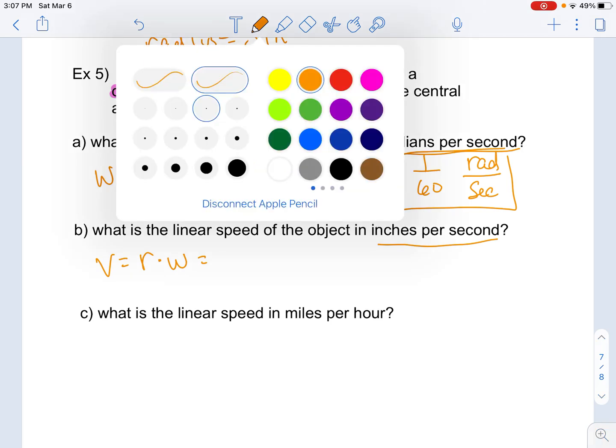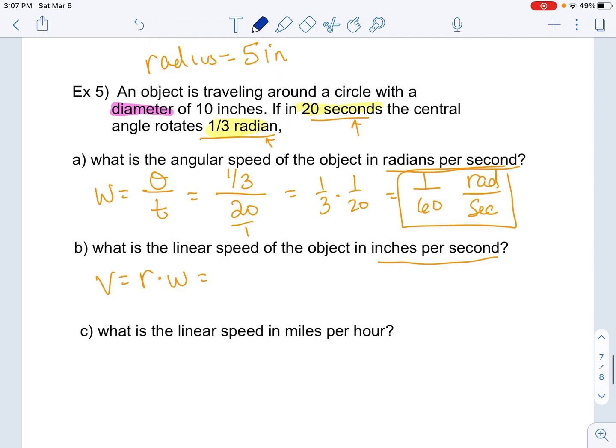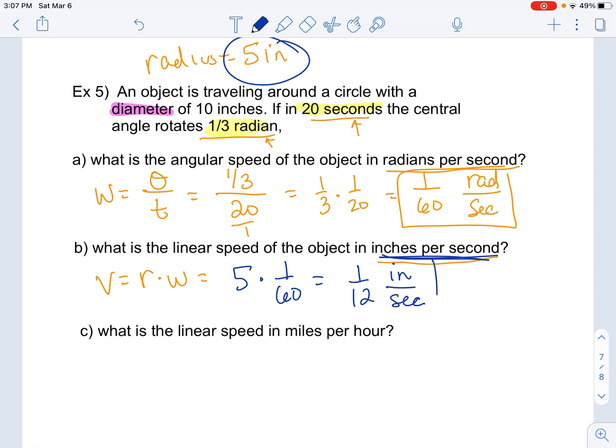Well, the nice thing is we just found the angular speed in part 1, or part A. So I've got to take that 5-inch radius, and I've got to multiply by 1/60. When I do that, that gives me 1/12, and that's inches, right? Because my radius was in inches. My time was in seconds, which is exactly what they told me they want the answer in. So there's my solution right there.